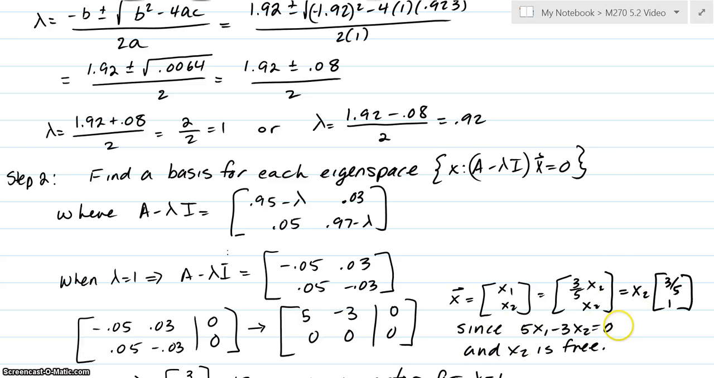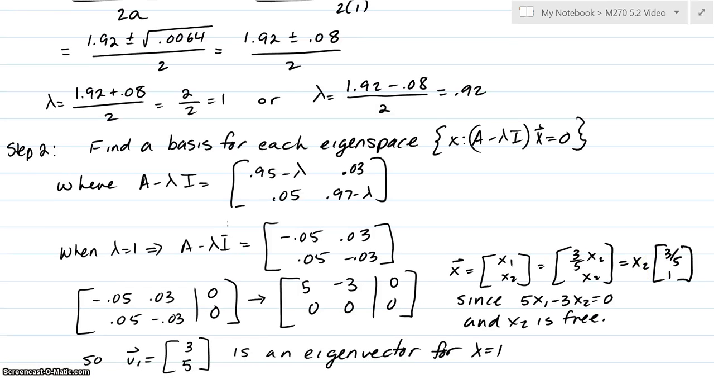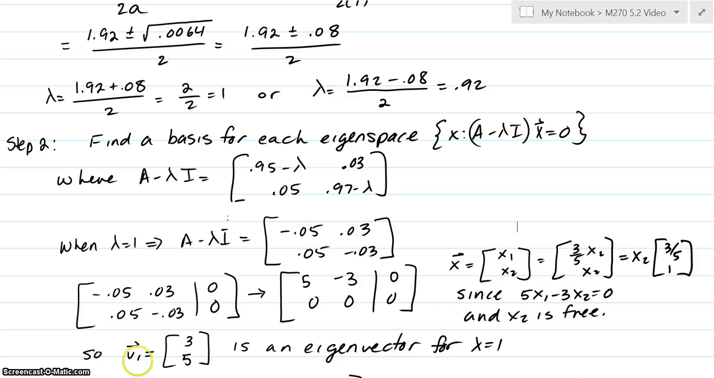This is true since 5x1 minus 3x2 equals 0. x2 is free, so I just solved for x1 there, and I got that solution. I didn't feel like dealing with a fraction, so I can take any vector and multiply it by 5, for instance, and I'm going to use v1. v1 is an eigenvector for lambda. We're going to use that in the future. You'll see.